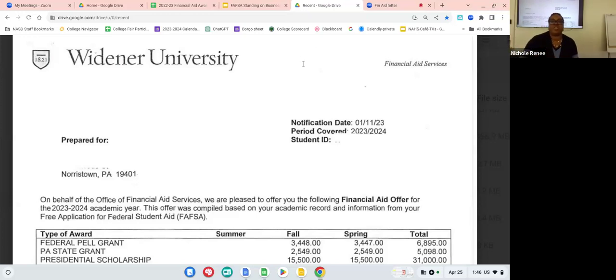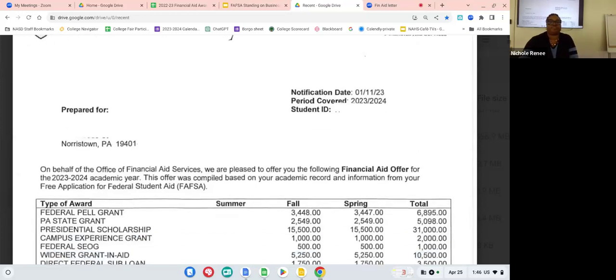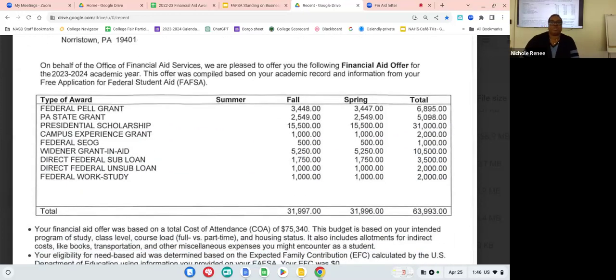Okay. All right. So this one is from Widener University. All right. So most of them typically look like this. So you see that federal Pell Grant. How much is the federal Pell Grant? The federal Pell Grant for this person, I'm sorry, for the total. So they split your bill into semesters. So you have semester 1 and semester 2. So you don't pay the whole thing all at once. You either pay the whole semester 1 all at once, or you can do a payment plan.